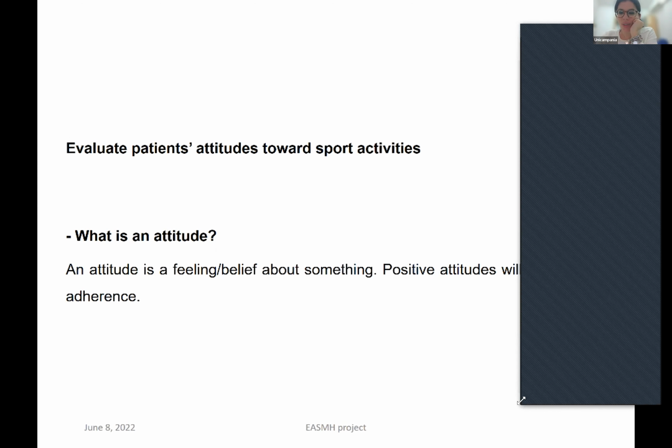Okay, so basically you agree also with the definition that Matteo provided us. So an attitude is a feeling or a belief about something. And of course, we know that having a positive attitude toward everything, in this case toward sport, is for sure a thing that improves the adherence to this activity. But this is also true in medical settings, in psychotherapeutic settings. We know that people must have a positive attitude. They should also be motivated to start this kind of program.